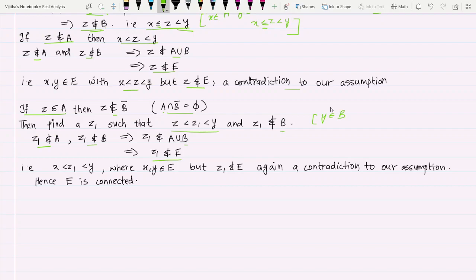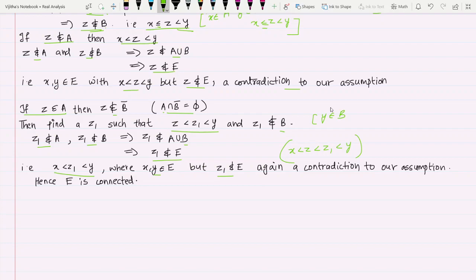But we have that X is less than Z less than Z1 less than Y. This we have. So we can take X less than Z1 less than Y. Okay, and X and Y are elements of E, but Z1 is not an element of E. So it is again a contradiction to the property that we have assumed. Hence, if we assume that E is not connected, then it will be a contradiction to our property.